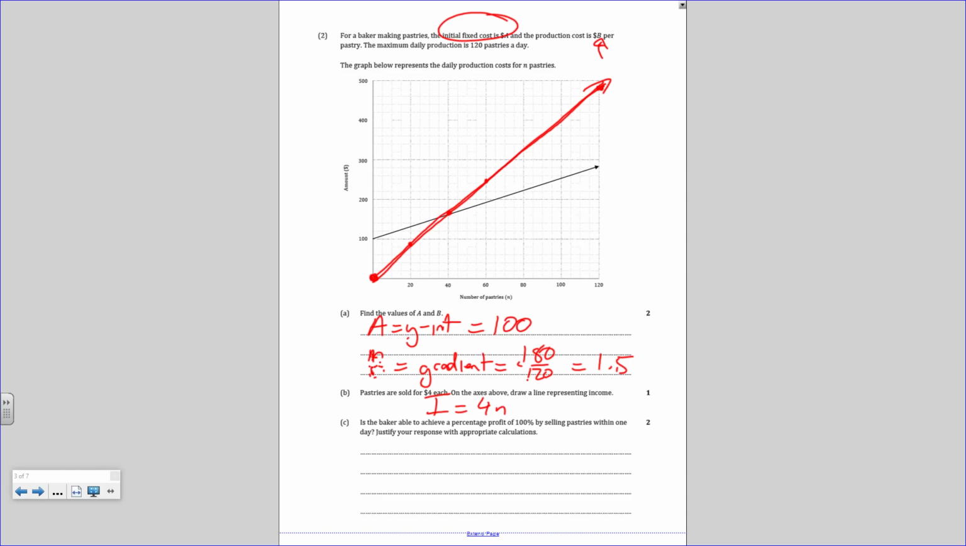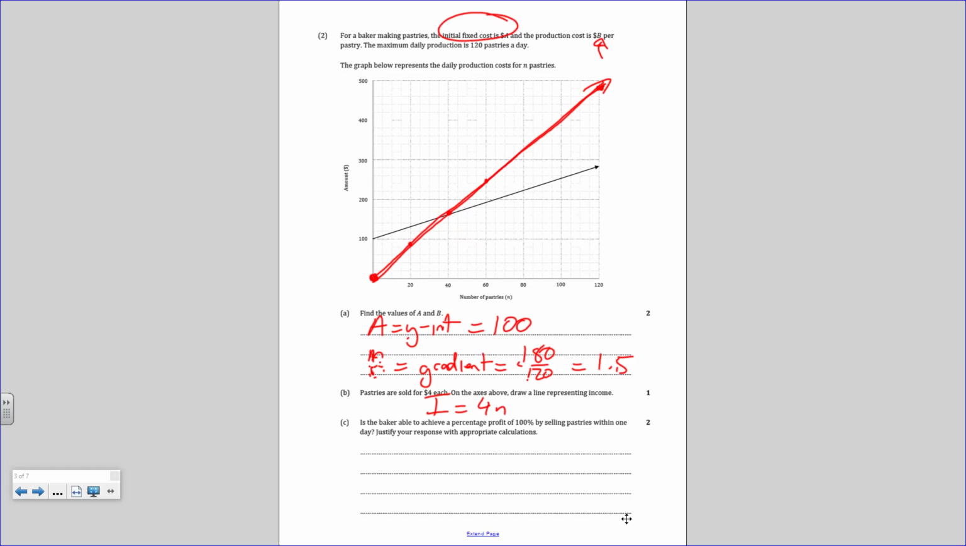Justify your response with making appropriate calculations. So this question is a bit different to your normal break-even point questions. The question isn't asking, will this person make profit? Because yes, they will make some profit, our break-even point is at 40. So once they've sold 40 pastries, they'll start making profit. What the question is asking is, will we make 100% profit?